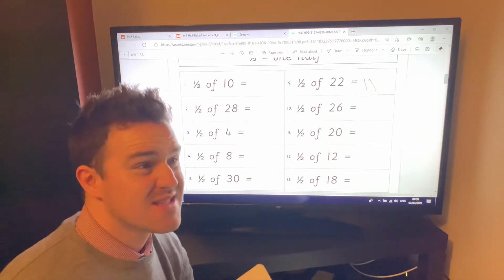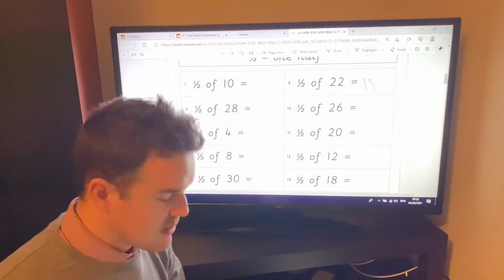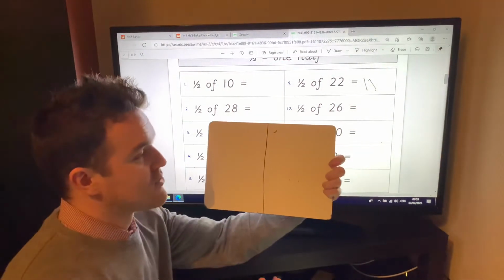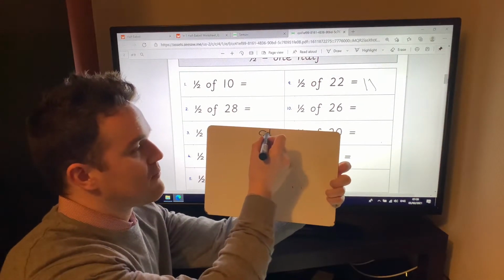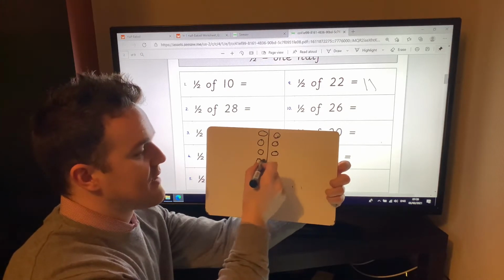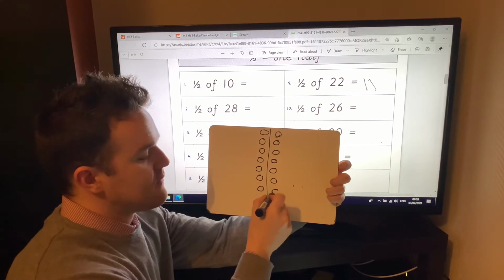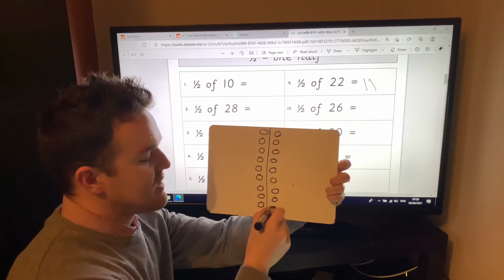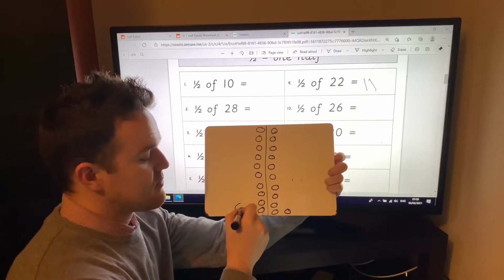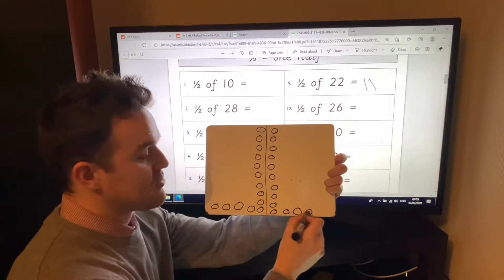And with fractions, the secret is just taking your time. If you take your time, you don't make mistakes. Let's do half of 28 this time. So half of 28, so let's share out 28. 1, 2, 3, up to 28.